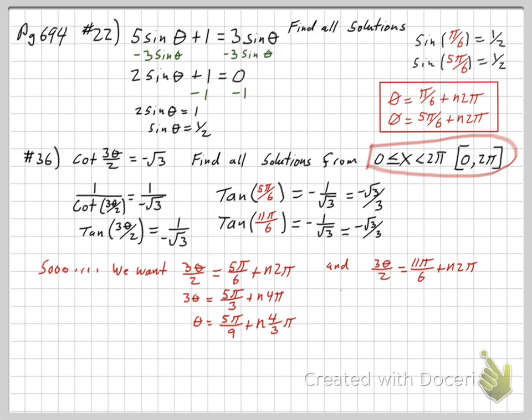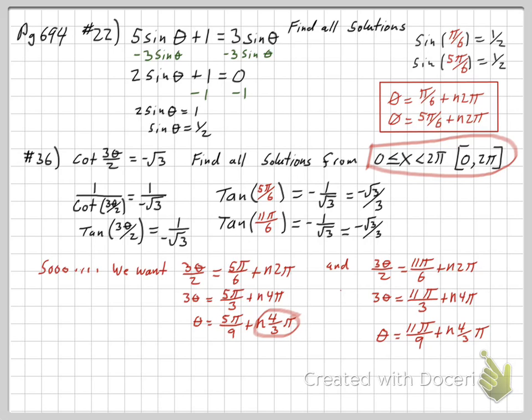not exactly coterminal, but kind of sort of coterminal, if I add this to 5 pi over 9, it'll be another solution. And I'm going to do the same thing with the other one. Multiply through by 2, divide through by 3, and I get this. So those are all of my solutions. If this said find all solutions, we would be done.